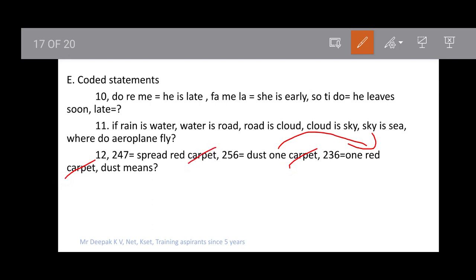And what is common in all the codes? 2 is common in all the codes. I am striking off the 2 as well. Now the comparison is between decode 2 and decode 3. In decode 2, 5 6 is remaining. In decode 3, 3 6 is remaining. Dust 1 is remaining, and 1 red is remaining. Which is common? 1 is common in the decode, and 6 is common in the code. So what is the answer? Dust can be coded as 5. So this is our answer.